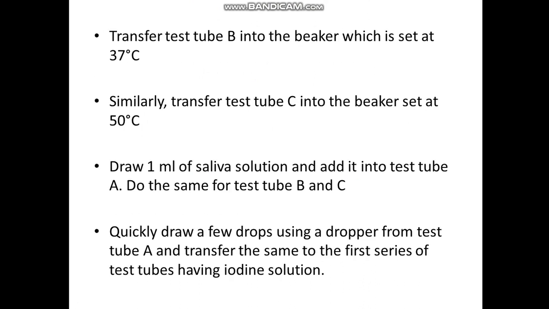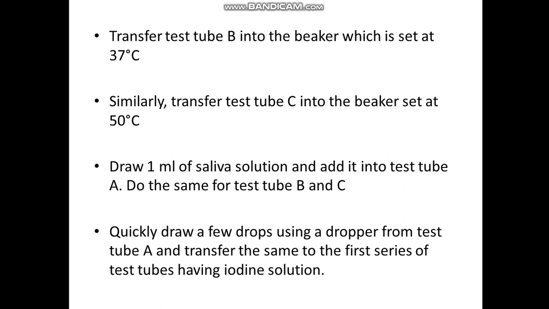Then transfer test tube B to the beaker at 37 degrees Celsius, and similarly we need to transfer test tube C into the beaker set at 50 degrees Celsius. Then draw 1 ml of saliva solution and add it into test tube A, and do the same for B and C. For all the test tubes we have to add 1 ml of saliva solution.